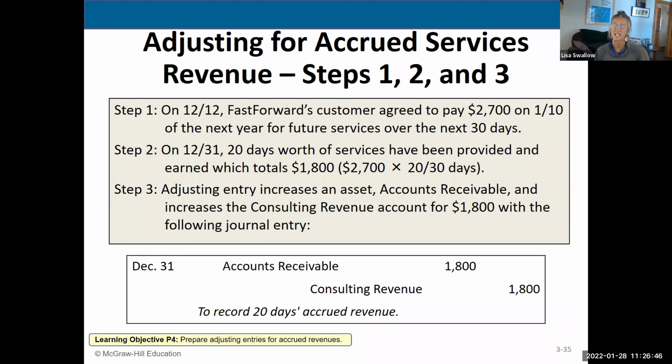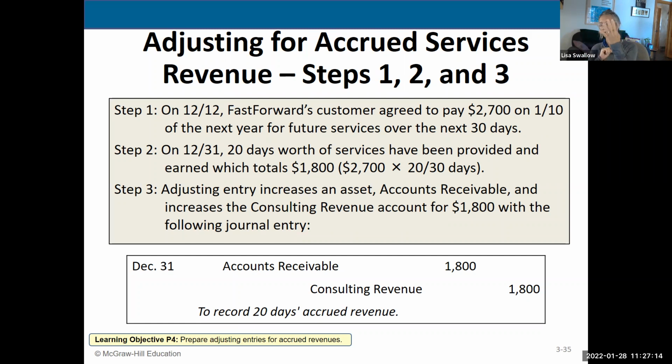So this is like a retainer. So, hey, give me $2,700 and I will work for you for the next 30 days. But when you cut me that check for $2,700, I haven't earned a penny of it yet. I actually have to have time pass to earn it. So on the 31st, how much of that $2,700 have I earned? And I always count this on my fingers just so that I don't mess it up, right?